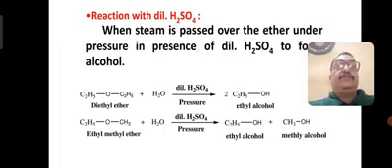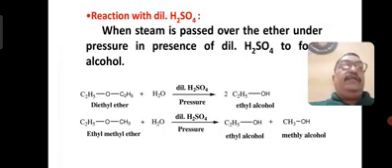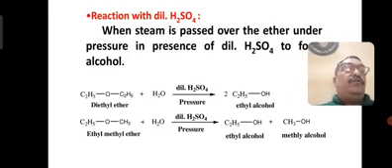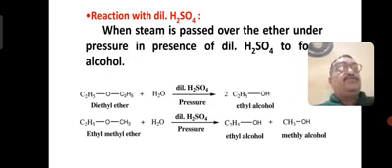Reaction with dilute sulfuric acid. So diethyl ether or ethyl methyl ether when heated with dilute sulfuric acid gives alcohol, ethyl alcohol C2H5OH. Addition of water takes place and converts the ether into alcohol. Similarly, C2H5OCH3 will get converted into ethyl alcohol and methyl alcohol respectively. So this is the reaction with respect to dilute sulfuric acid.